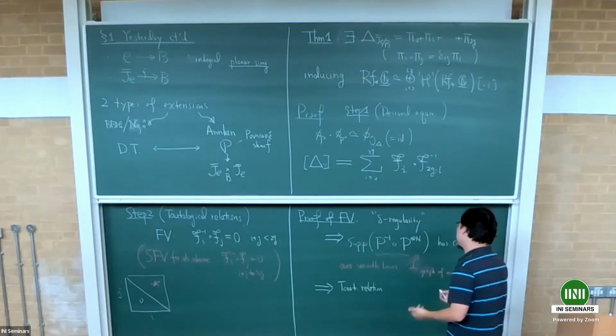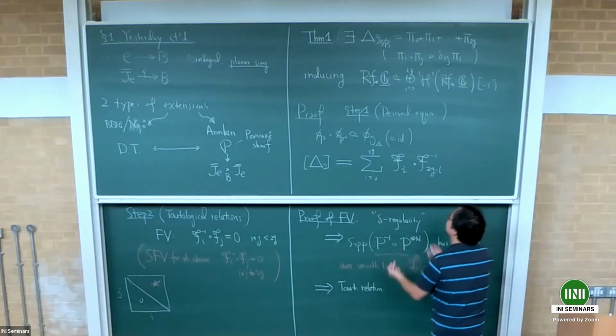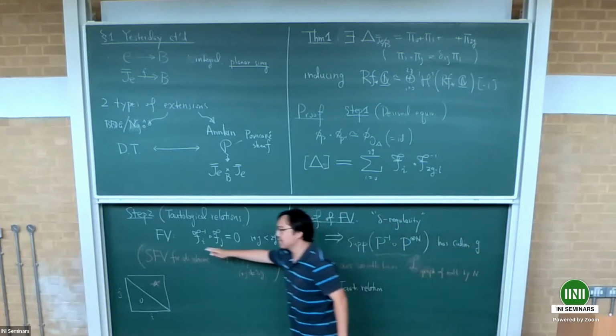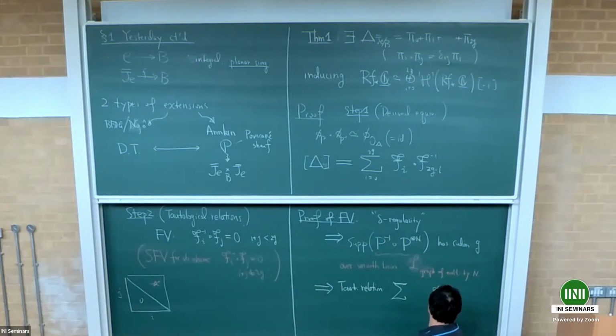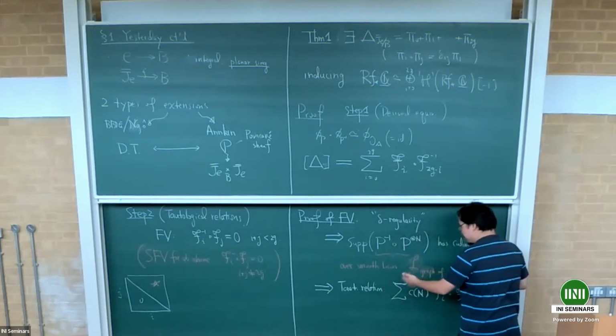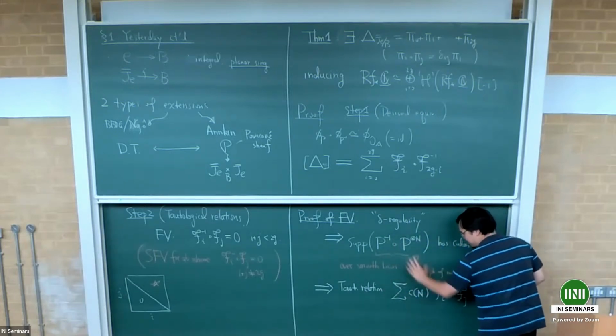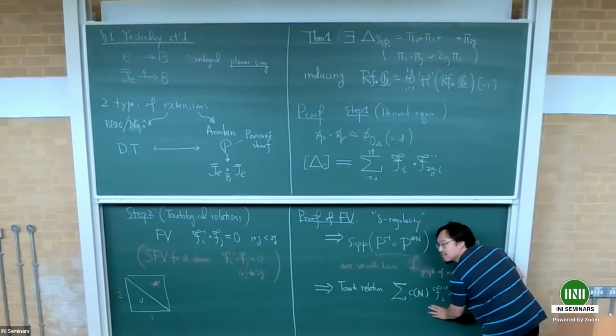But as long as you can produce tautological relations, you can imagine that you get some quadratic relation of this kind. So you get the tautological relation of the form where every term is of the form for different i, j, but the coefficient here would be dependent on n. Okay, so it's not very hard to convince yourself that you get things like that.